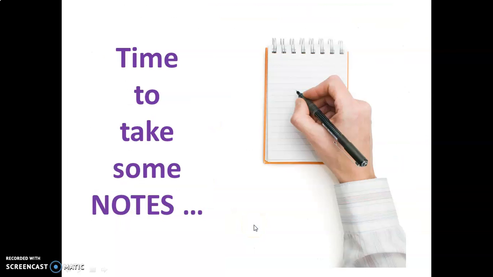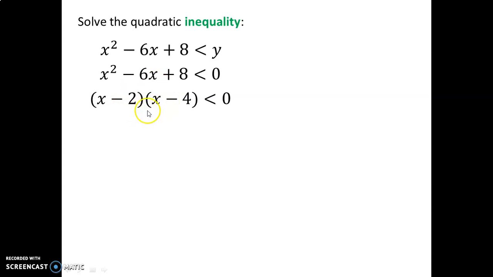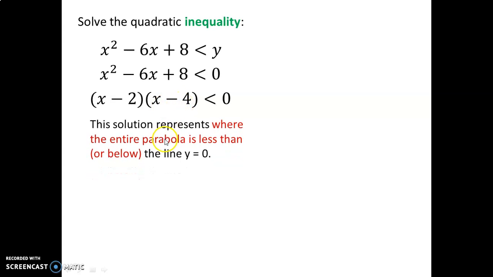Okay, let's take some notes. Let's try some more like this. So first one, let's solve this quadratic inequality. First step, set y equal to 0. Next step, if you can, factor it. And yes, we can. There it is. So now we can see from the factored form, even though this is an inequality, if this was an equal sign, we could solve this and get two x values, the two x-intercepts. They would be 2 and 4, right? So now, this solution represents where the entire parabola is less than the line y equals 0. So the entire parabola right here is below this line.